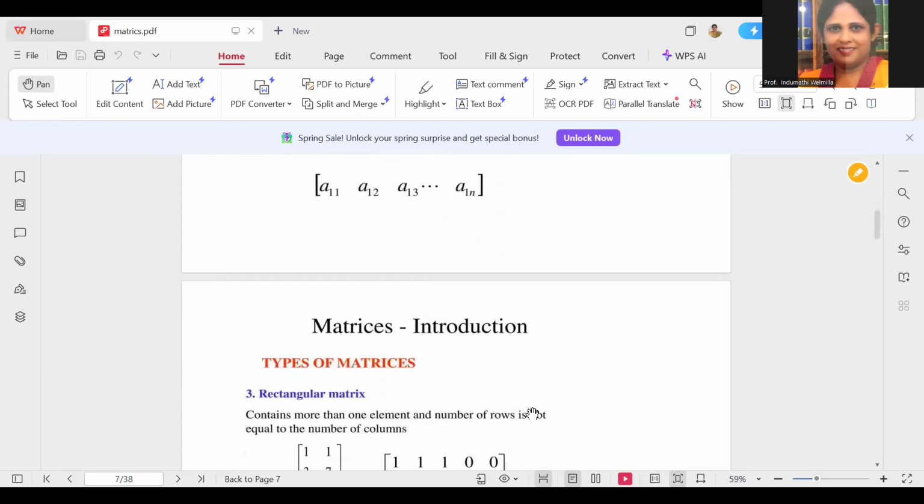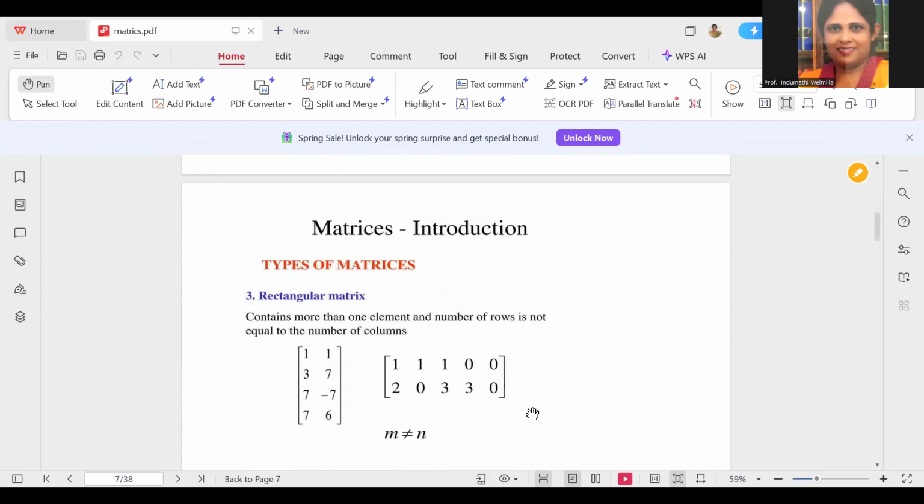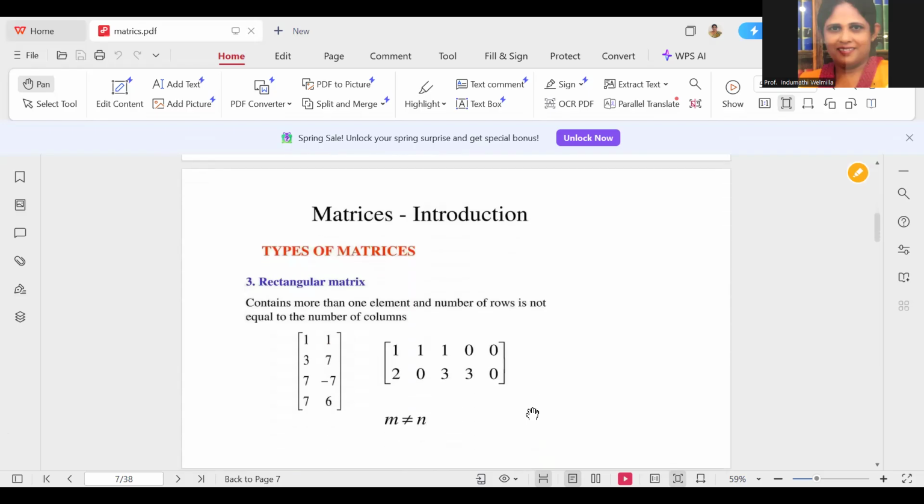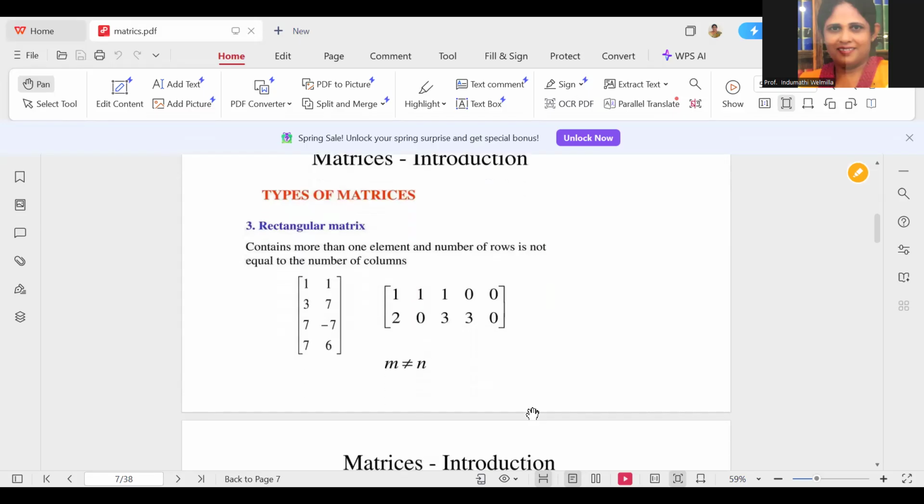Another type of matrix is the rectangular matrix. A rectangular matrix contains more than one element, and the number of rows is not equal to the number of columns. That means it is not square. There are different numbers of rows and columns, so it becomes rectangular.